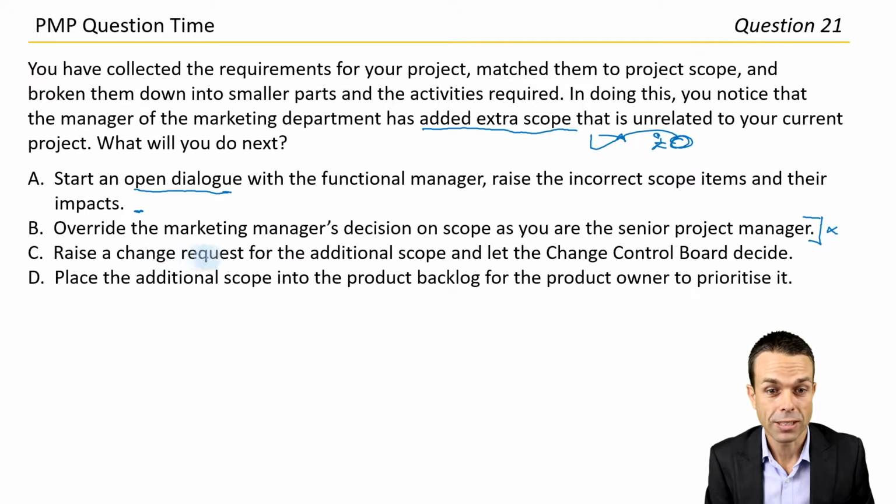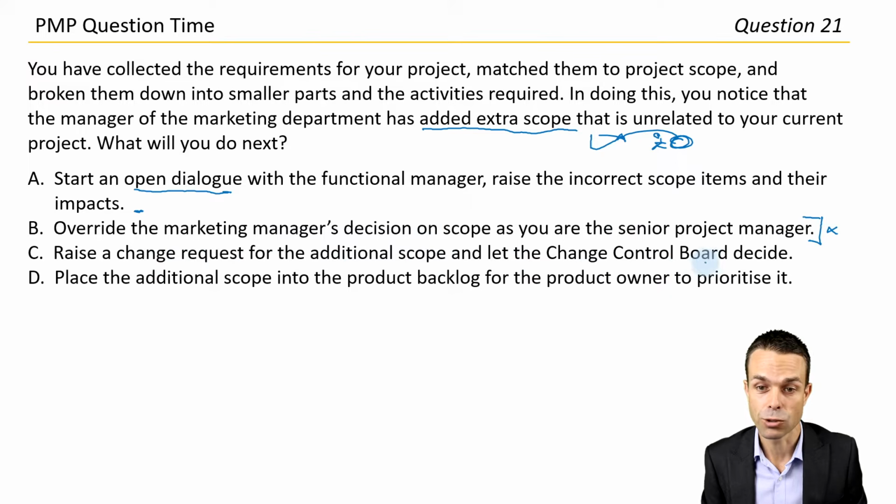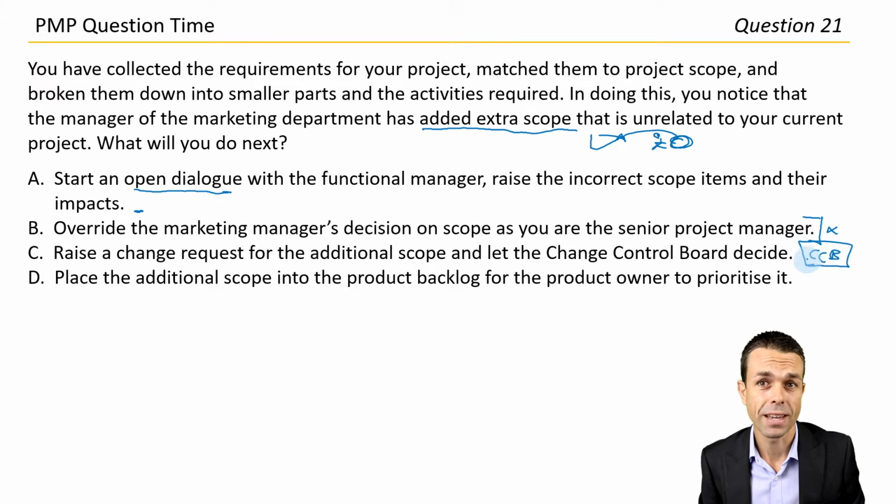Raise a change request for the additional scope and let the change control board, or the CCB, decide. And this is in our change control process. But again, we need to figure out really if we need to make a change first. I think talking it through is probably best. We don't know if it actually fits in our project, and if we don't think it does, then maybe we need to talk it through first.